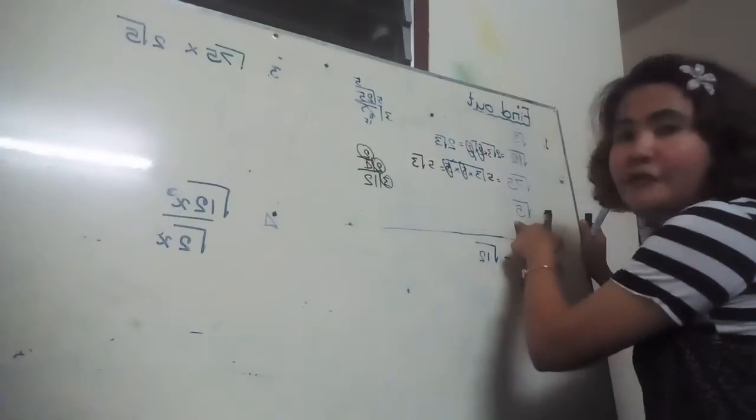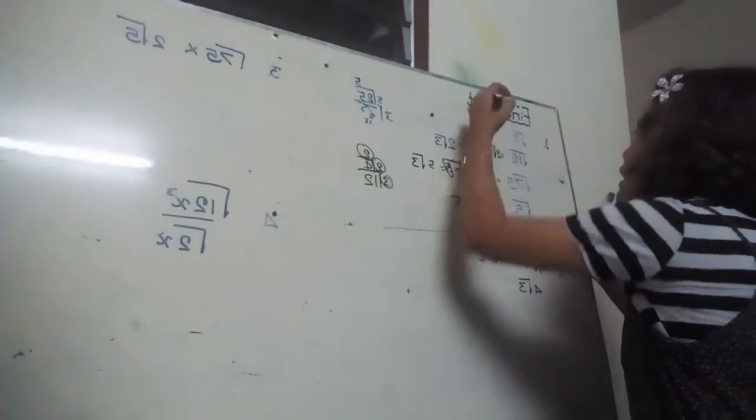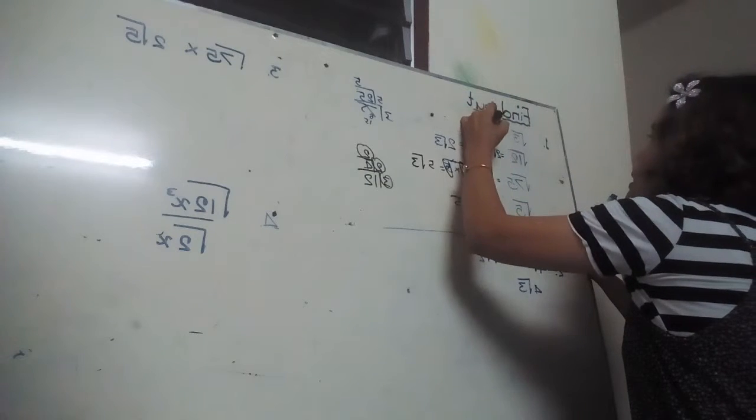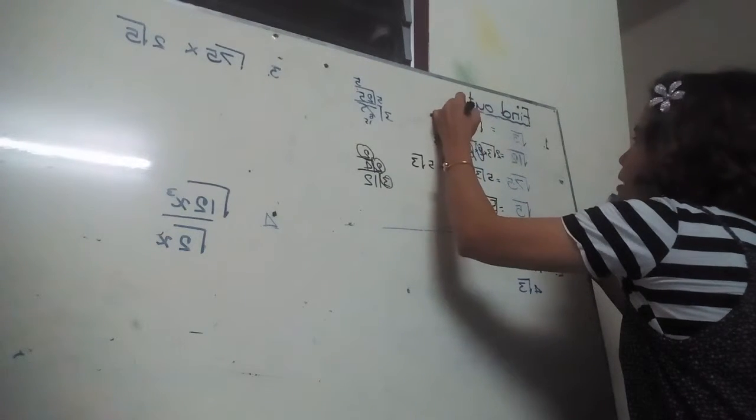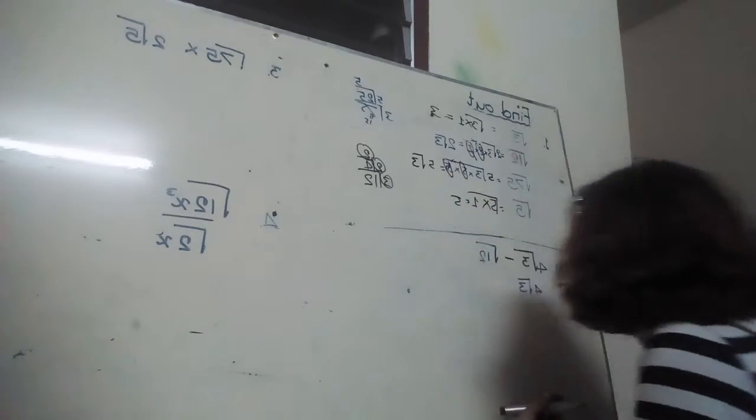And then, how about 5? 5 is 5 multiplied by 1. And then 3 is 3 multiplied by 1. The answer is 3. So now let's have a look at the second problem.